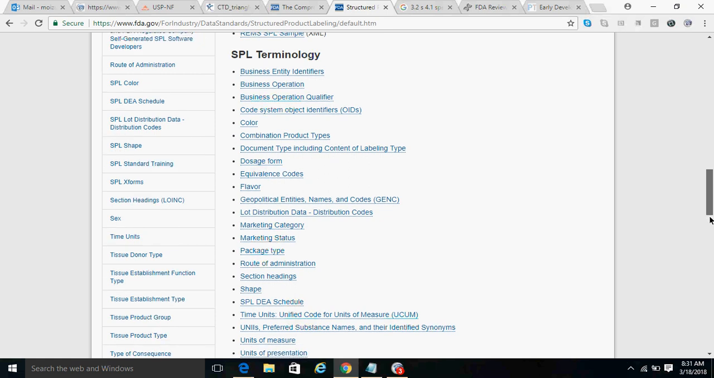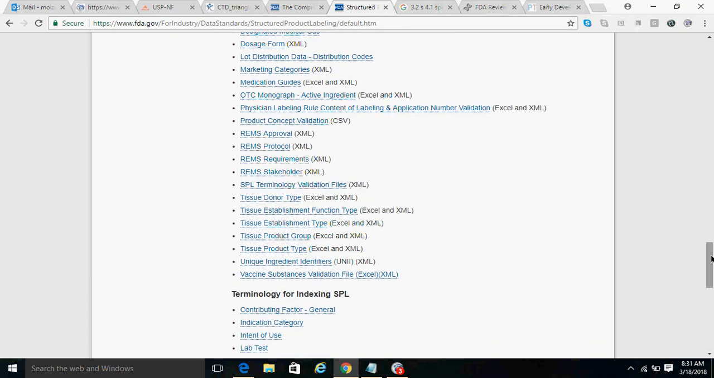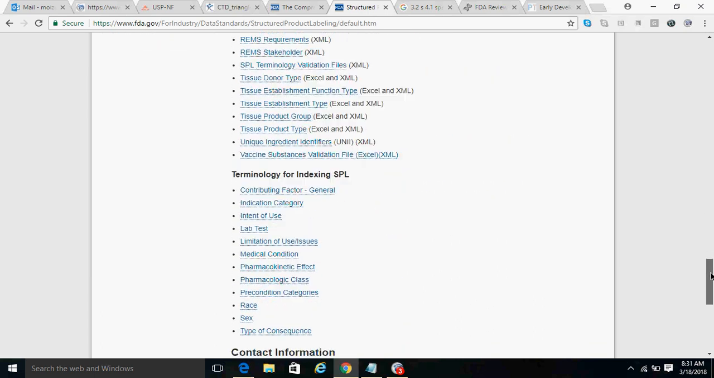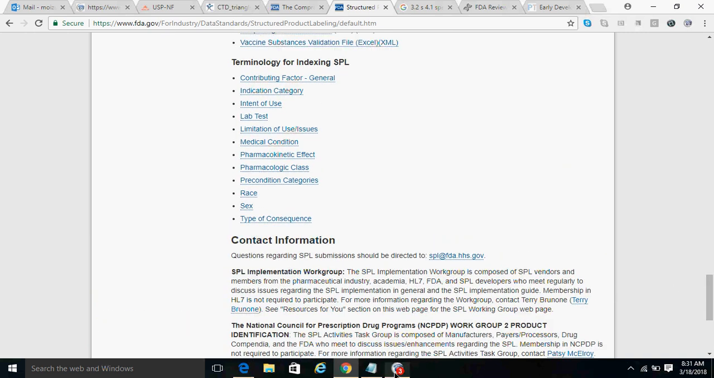SPL terminology, you have SPL and different things. Just Google it, like SPL as per FDA means, and it will pop up.